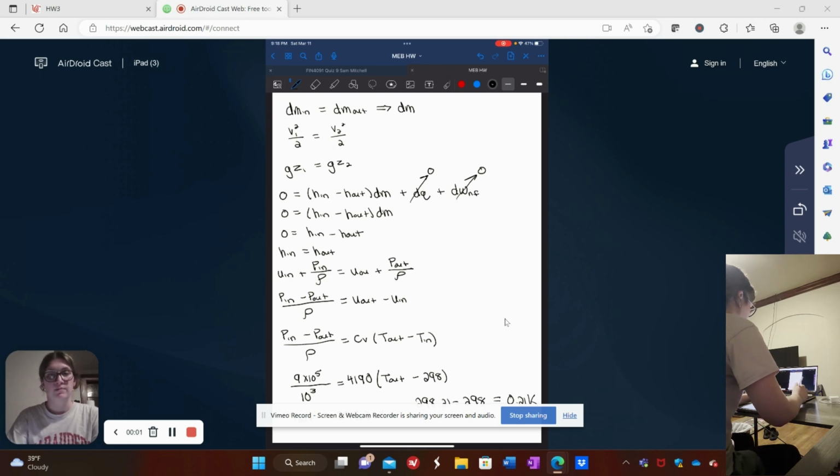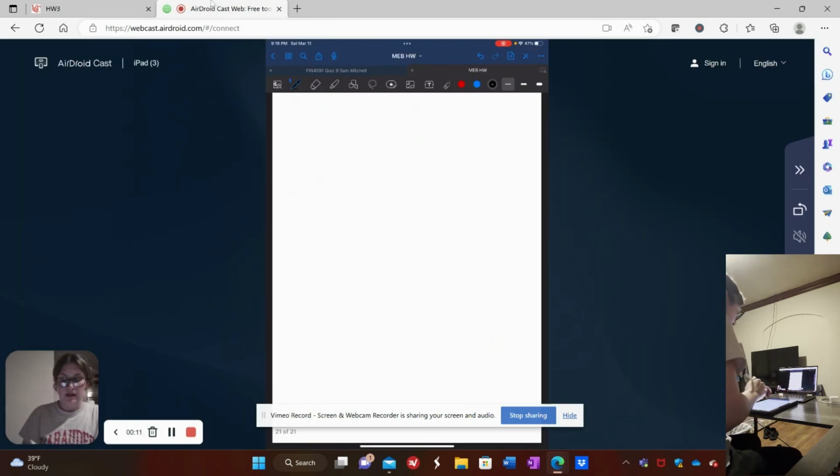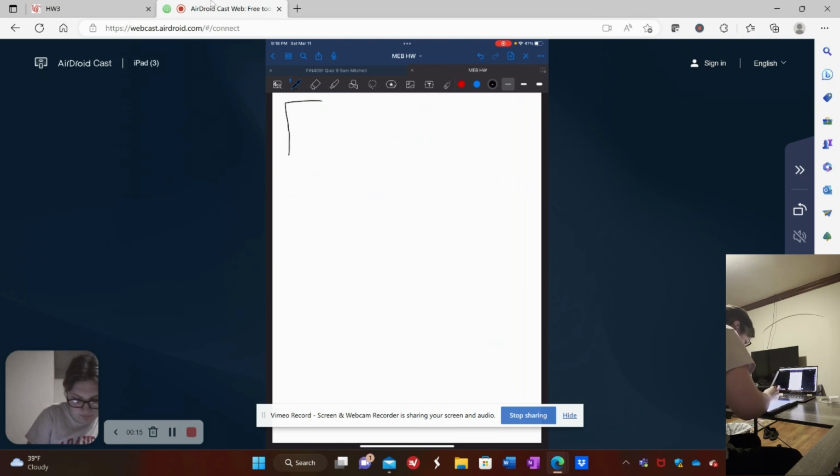Now we are ready to move on to B4, which asks us to use B2 to calculate the velocity of air rising from a pressure drop of 10,000 pascals. So we can come over here and draw out our system. We have a container with an outlet of air. Our initial pressure is 10 to the 4th pascals, and our final pressure is 0 pascals.